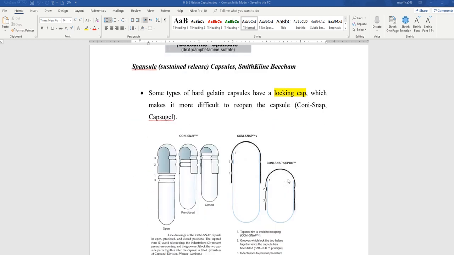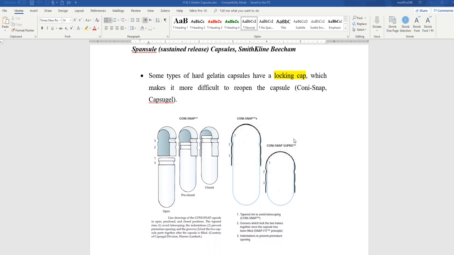Okay, I want you to look at the figure here, the one that you see here. This is from Capsugel. Capsugel is one of the very famous companies in producing capsule shells. Look here. This is the Coni-Snap design. This is the body and this is the cap. In the body, I want you to notice the following. See this part, number 1. It's a little curved. It's not like straight. It's a little curved.